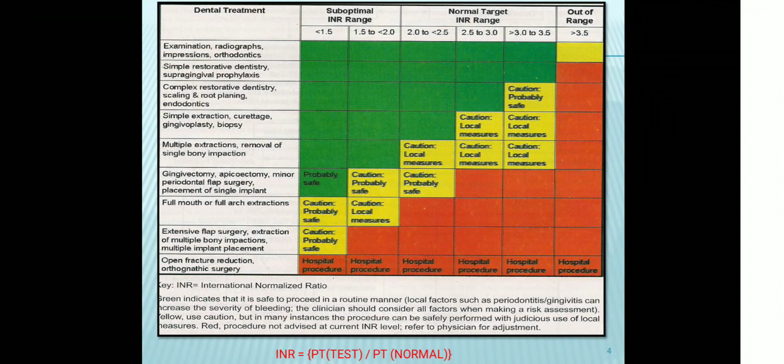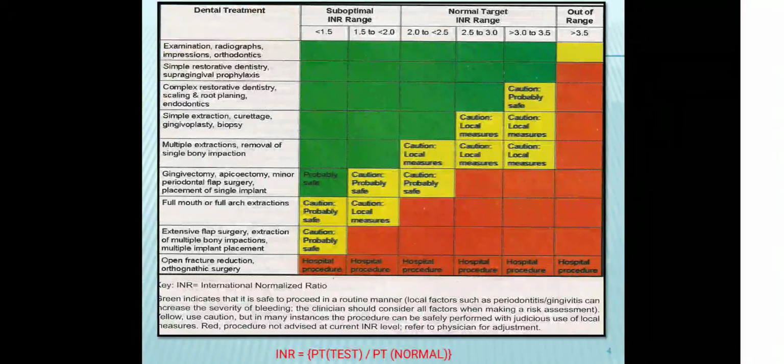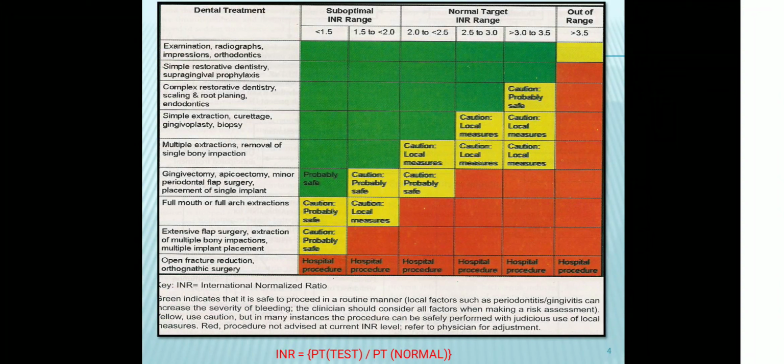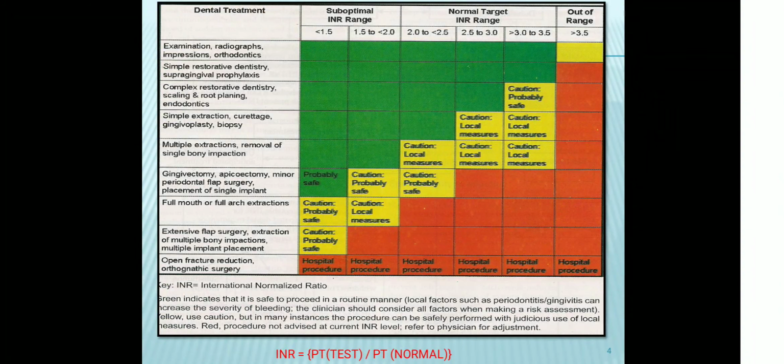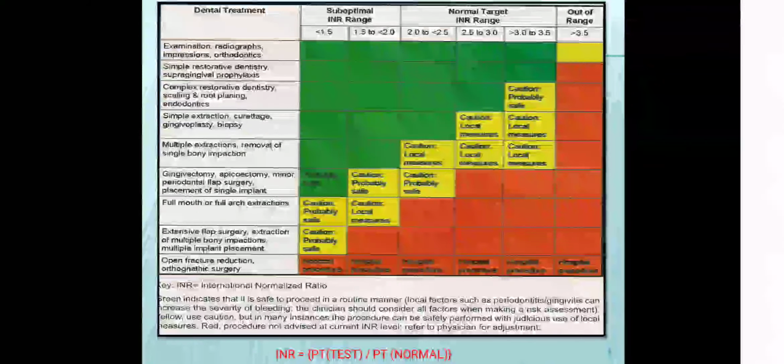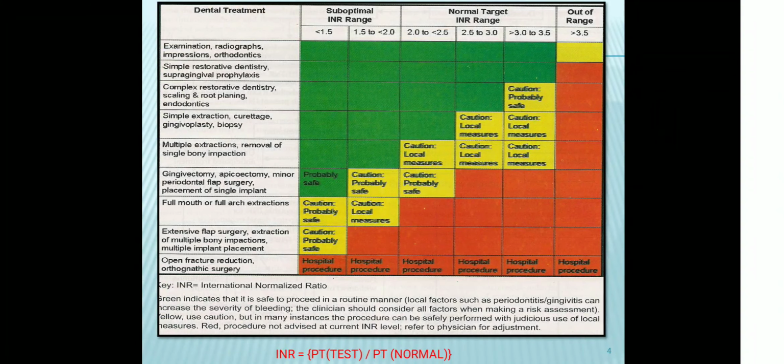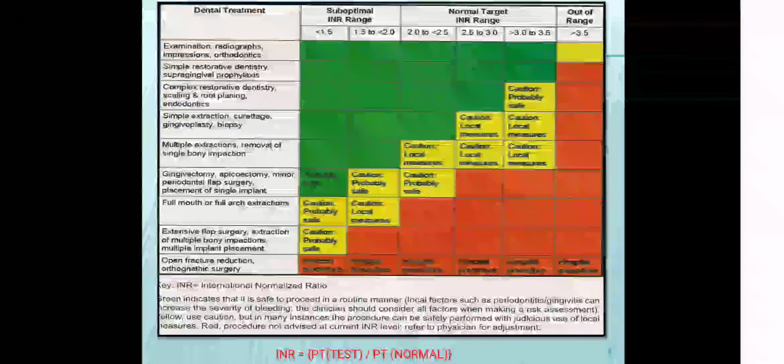Simple extraction, curettage, gingivoplasty, and biopsy are safe only up to an INR value of 2.5. Otherwise, caution is to be taken, and these are not to be done if the INR value shoots above 3.5. Then the patient has to be sent to the general physician for a change of medicine and correction of the INR count. Multiple extractions and removal of a single bony impaction should not be done if the INR count shoots above 3.5, and caution has to be taken with proper measures if the INR count falls between 2 and 3.5.